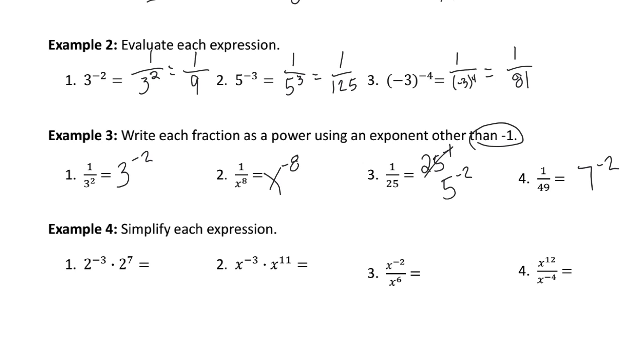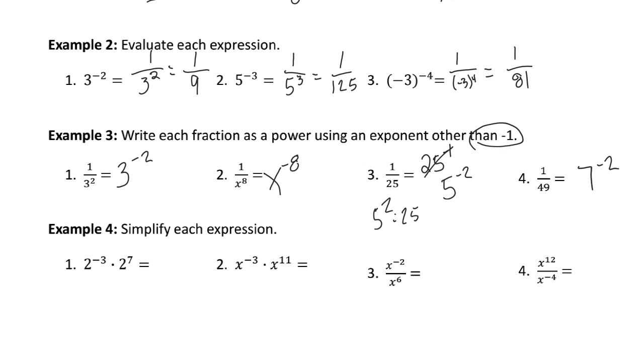All right, so this is where knowing our perfect squares is really going to come in handy. Because you would think that it would be 25 to the negative 1st, right? Because that's kind of the pattern we've been doing. But the directions say using an exponent other than negative 1. So then you would have to know that 25 is 5 times 5. So that's why it's 5 to the negative 2. Because 5 squared is 25. And same thing for 4. So this is 7 to the negative 2 now.